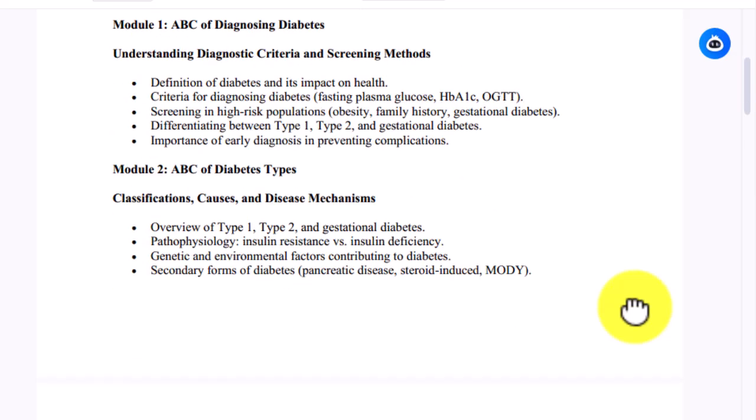Module 2: ABC of diabetes classification, causes, and disease mechanism. Overview of type 1, type 2, and gestational diabetes, pathophysiology, insulin resistance versus insulin deficiency, genetic and environmental factors contributing to diabetes, secondary forms of diabetes, pancreatic disease, steroid-induced diabetes, MODY.